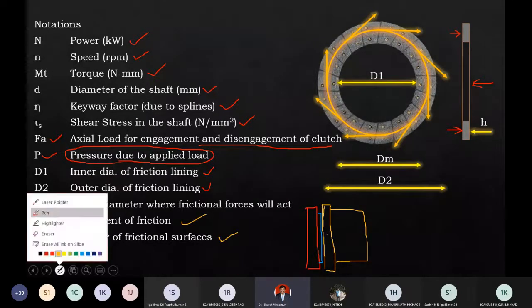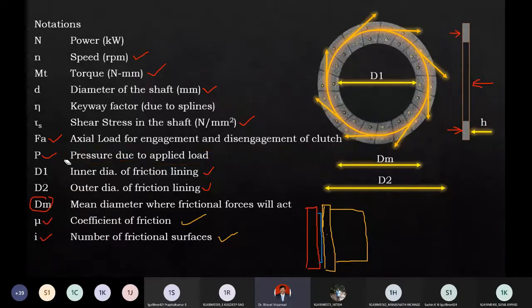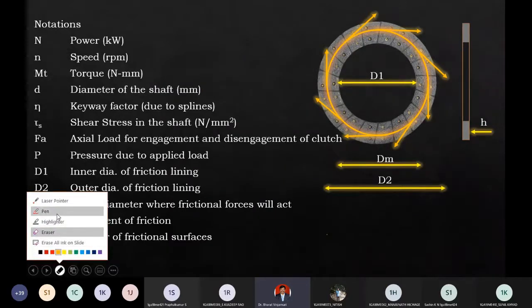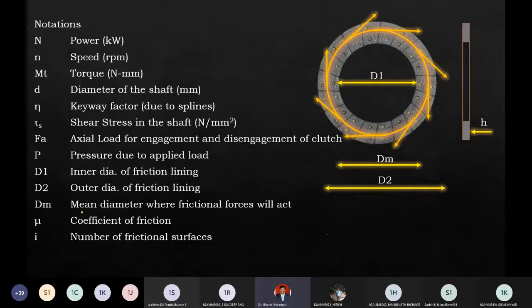Now what is this DM doing? Try to understand carefully. DM is the mean diameter where the frictional forces will act. What do you mean by frictional forces? See the diagram carefully. This F, I call it the frictional force. Now what is this frictional force trying to do?